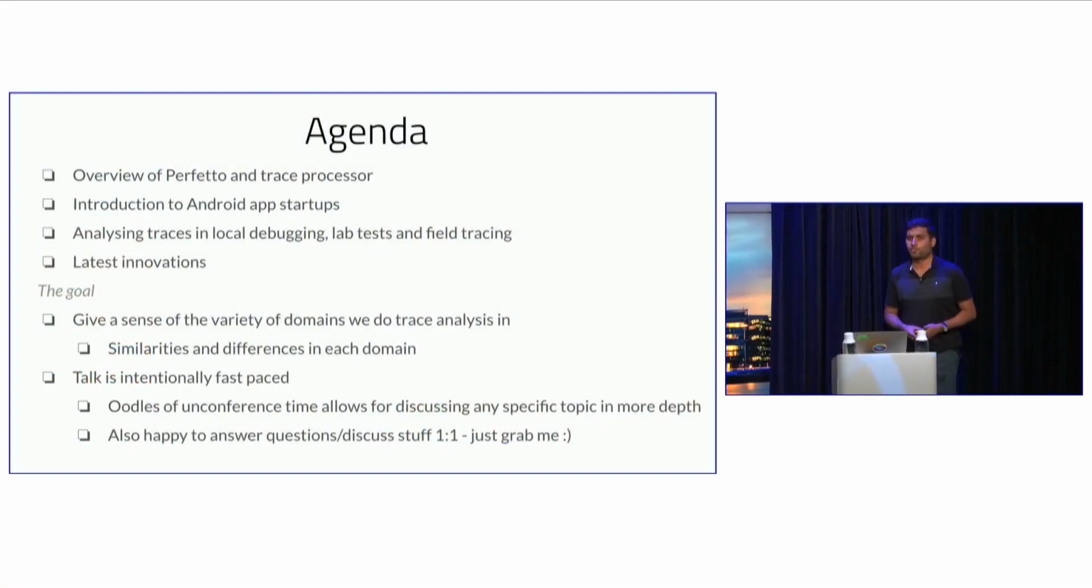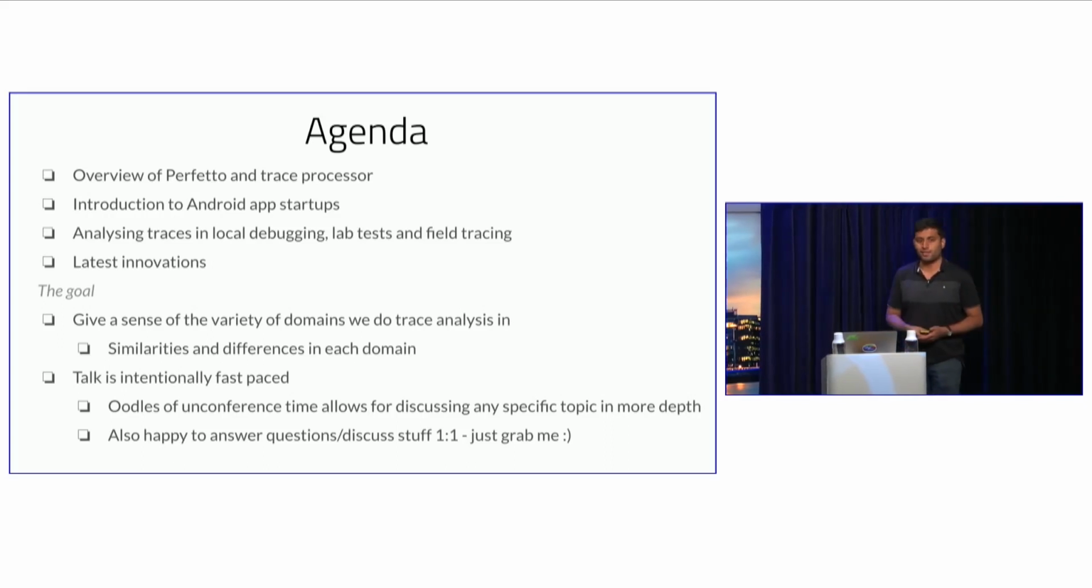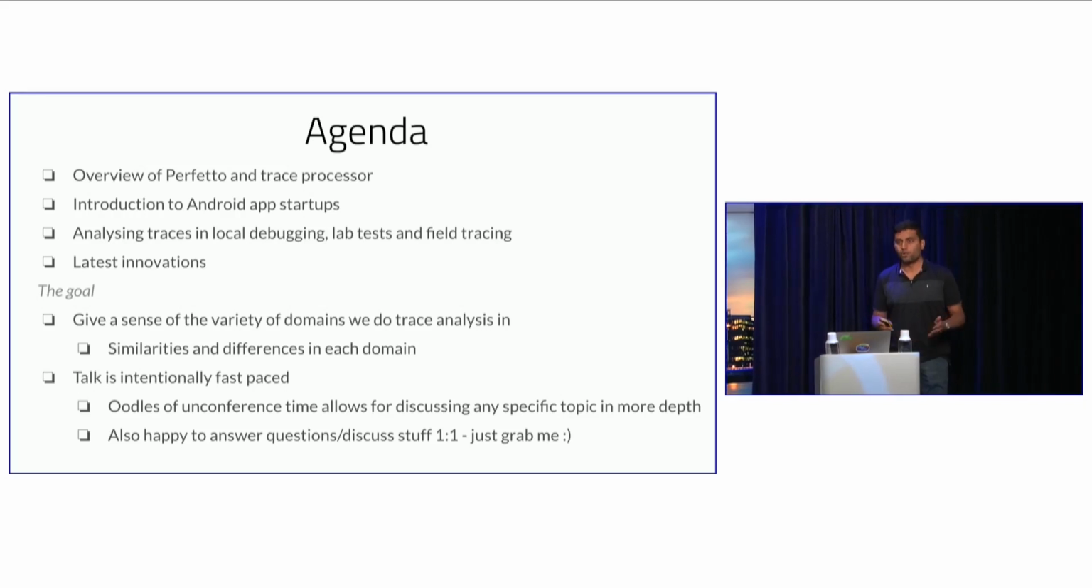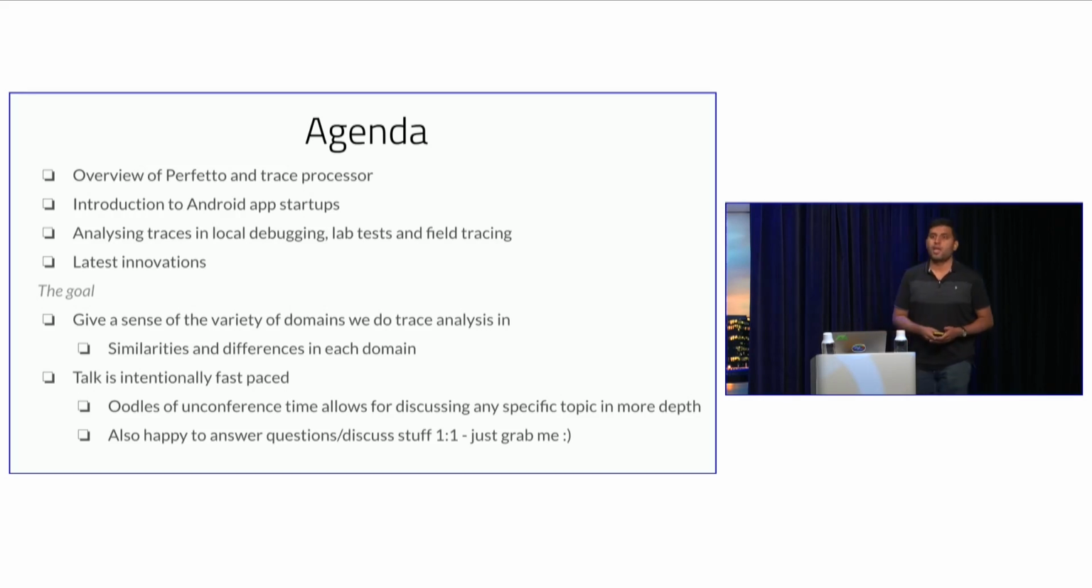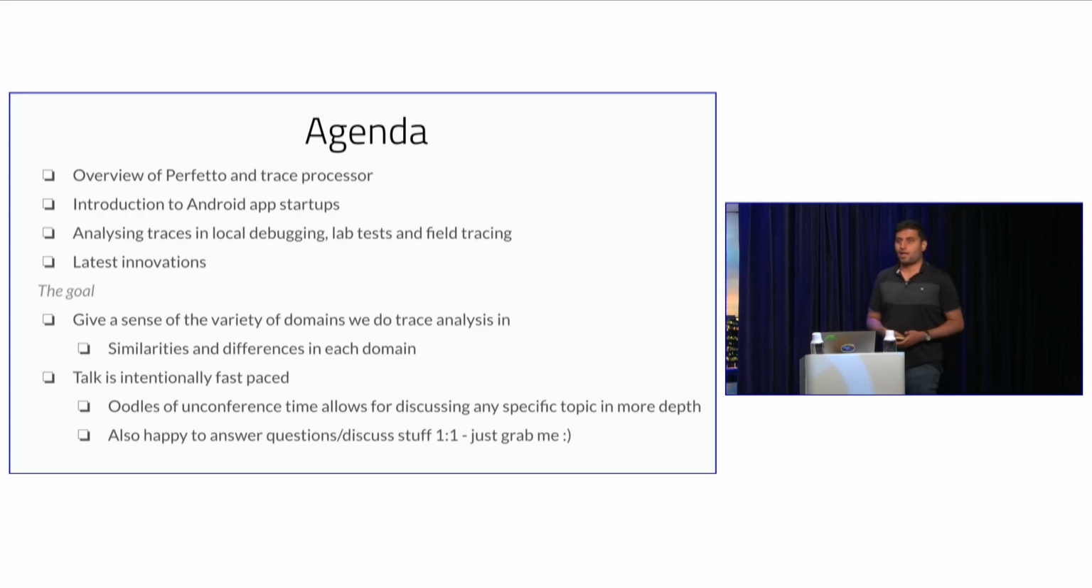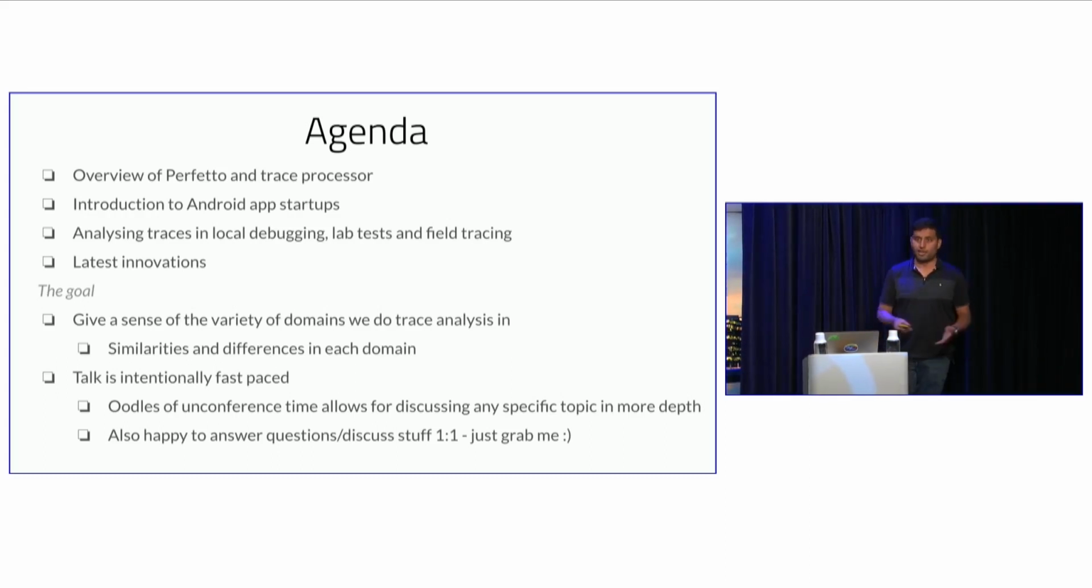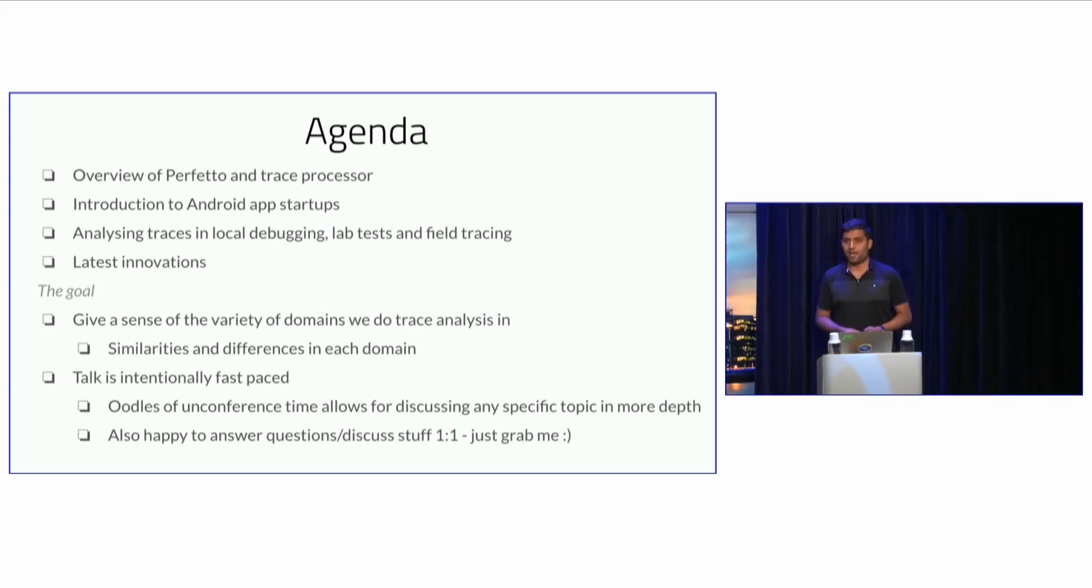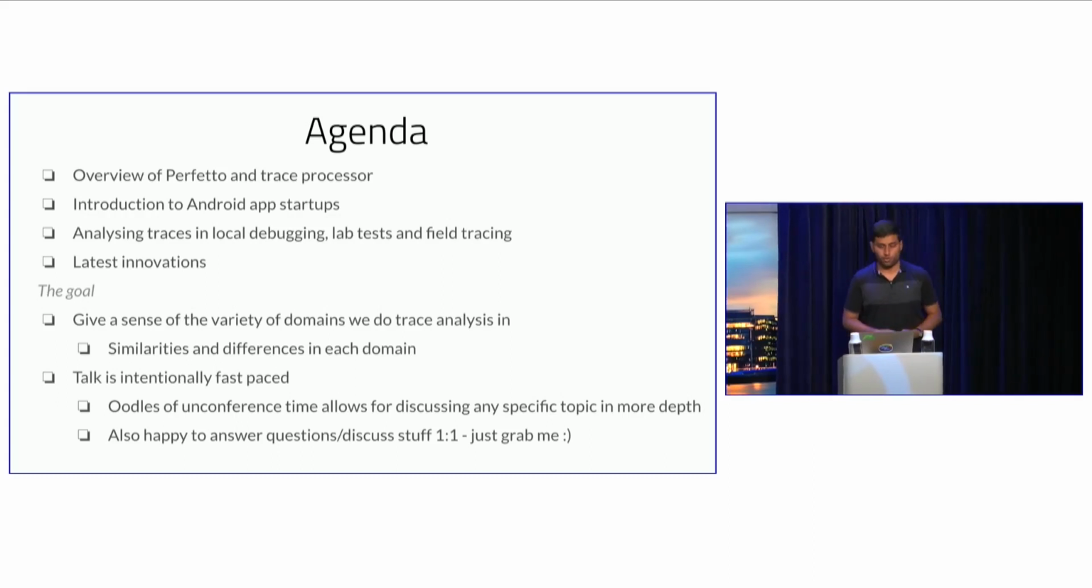It's kind of the agenda for today. I'm going to try and give an overview of Perfetto and Trace Processor. Premiano has already given you that yesterday, but I'll go into a little more detail on the Trace Processor aspect of things that he didn't cover as much. I'll give you an introduction to Android app startups, which will act as a very useful example for the remainder of the talk. And then I'll show how we analyze traces in local debugging use cases, in lab tests, and also in field tracing. And I'll finish off by talking about the latest innovations that we're doing in this space.